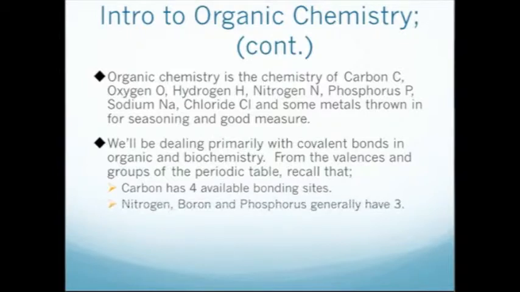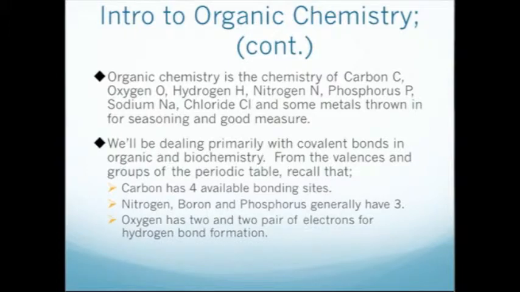Nitrogen, boron, and phosphorus generally have 3. Oxygen has 2 bonding sites for covalent bonds and also 2 pairs of electrons that will attract hydrogen bonds and allow for hydrogen bond formation.